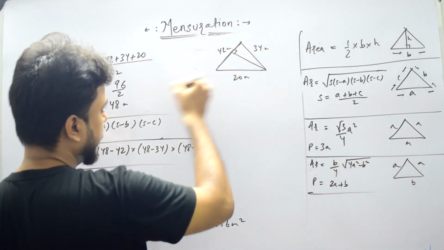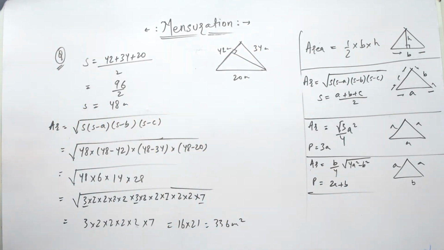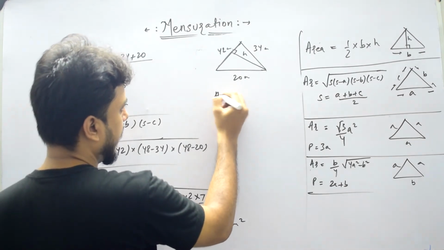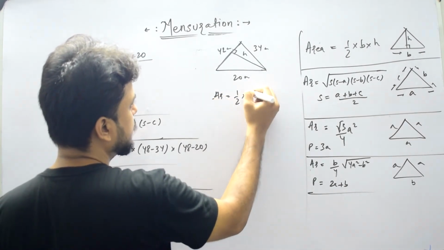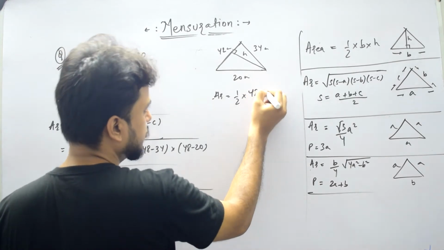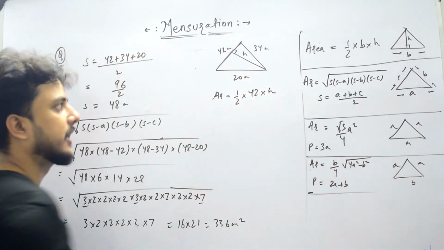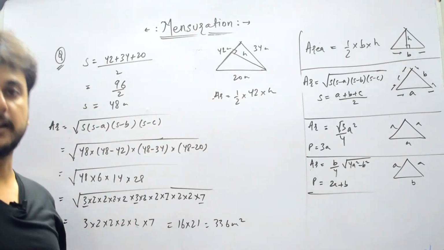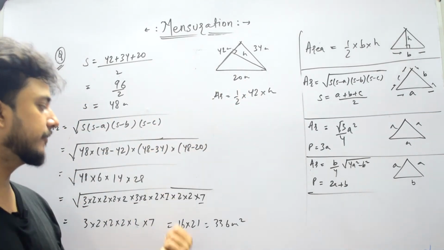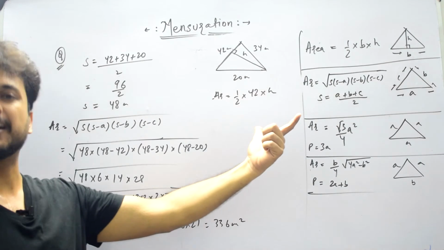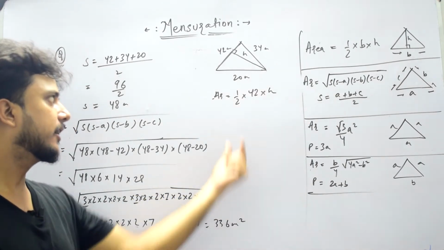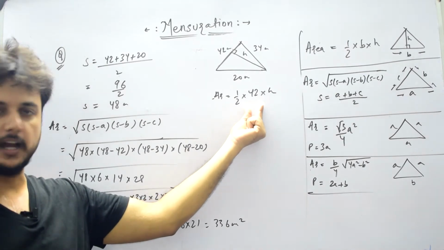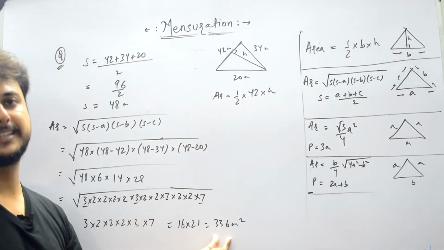That means the longest side should be the base. Now this is the height, suppose. So the area of the triangle is half into base, which is 42, the longest side, and the height is h. Now this is also the area. It doesn't matter how we calculate the area, either we use Heron's formula or half into base into height, the area will always be the same. That means this area should be equal to this area.